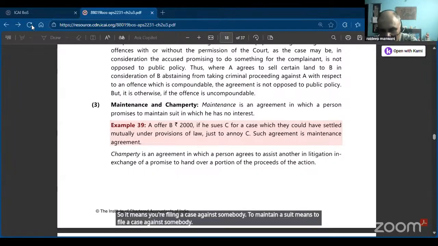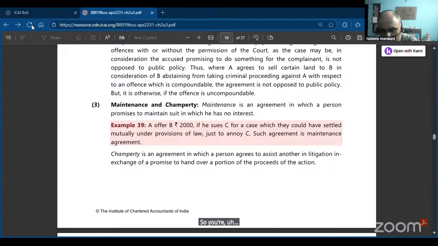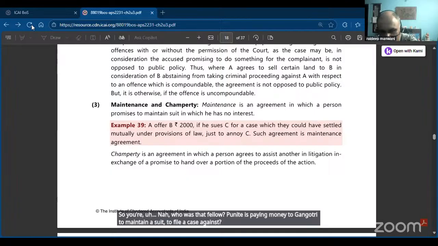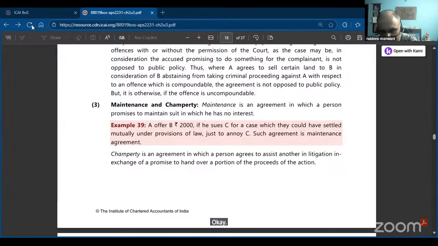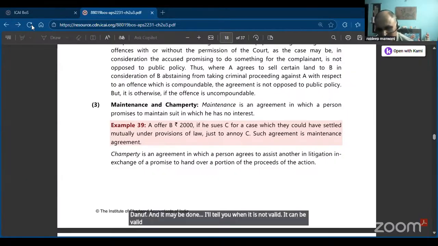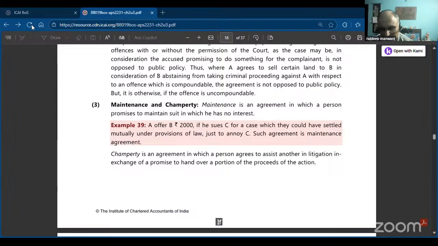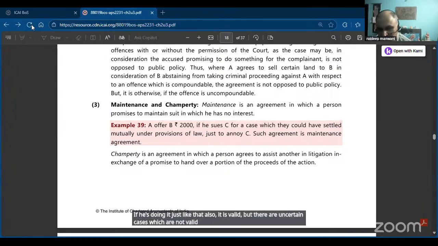Okay. So here, Puneet is paying money to Gangotri to maintain a suit, or file a case, against somebody, Dhanush. Understand? Yes. And it may be done. I'll tell you when it is not valid. It can be valid also. It can be maintenance. If he's doing it just like that, it is also valid. But there are certain cases which are not valid. I'll discuss those points. I jumped the gun.